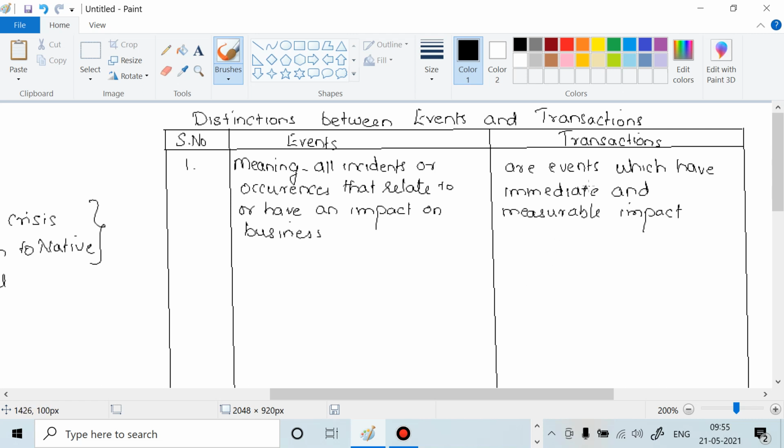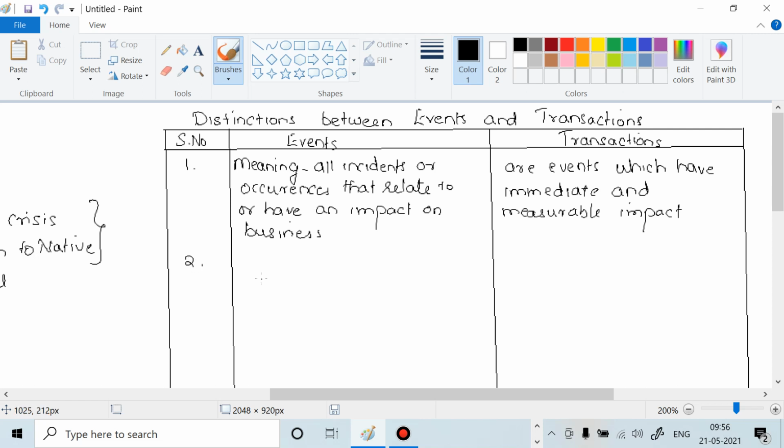Like when a purchase of 5 lakh is made, the businessman, Ramlal, has to pay 5 lakh immediately, or probably if it is purchased on credit, a liability of 5 lakh would be created which he has to pay at a later date. But still, there is an immediate impact of at least a liability being created, and you can measure this particular event that has occurred in the business in terms of money. So it is a measurable impact.